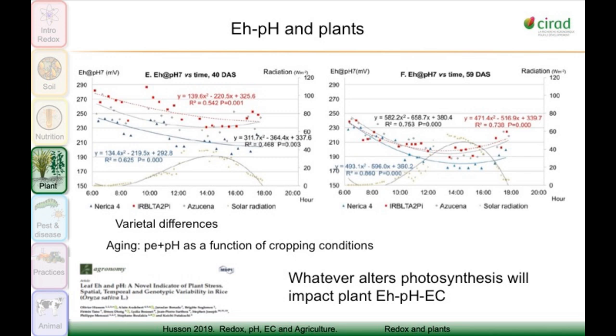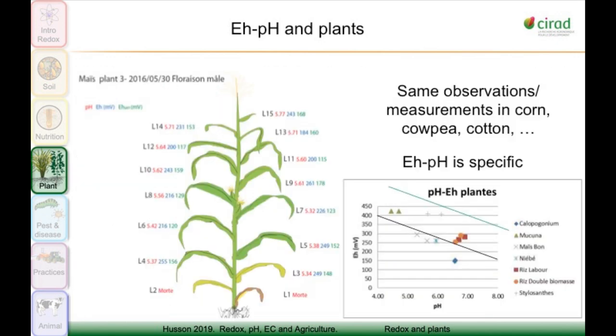it's very sensitive. Okay. And globally, whatever alters the photosynthesis will raise the EH, and PE plus pH. Okay? And we have this for corn, for coffee, for cotton, for grapes, all the plants we did, we have it. But EH, pH is specific. Okay? So we have a different one here, but every time we find a different species.